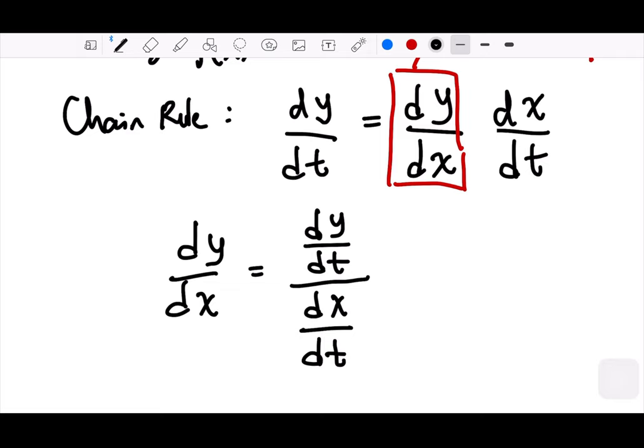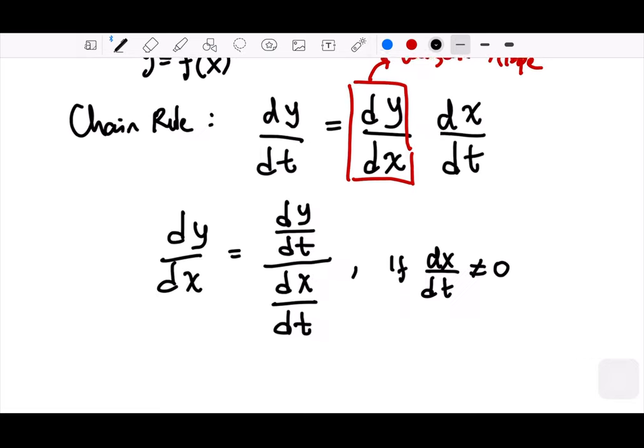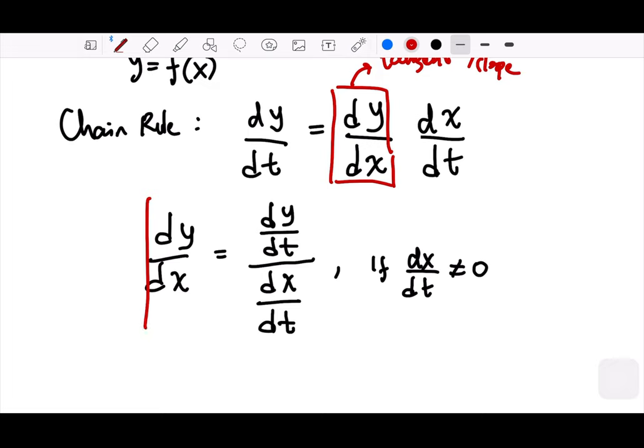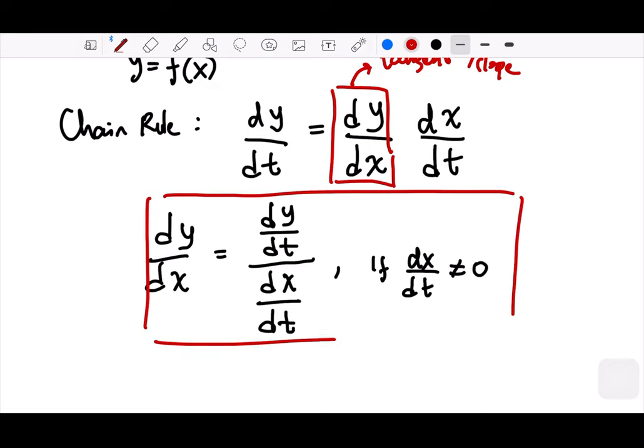Sometimes if the equation is not too complicated, you can eliminate the parameter and derive easily. But if not, then you can just go this way. The denominator should not be equal to 0. So this is the first statement.